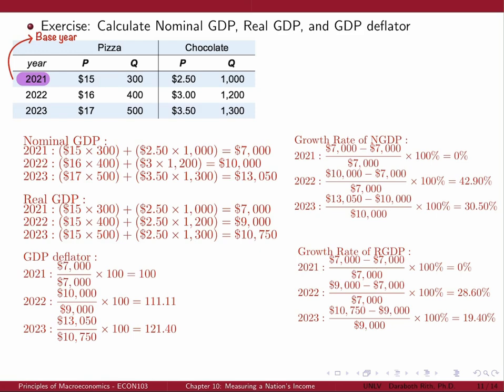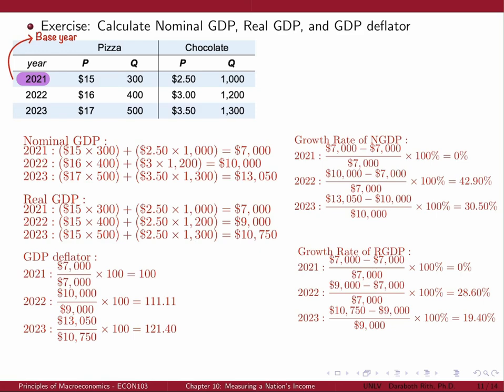For year 2022, the real GDP of 2022 is $9,000. Real GDP of 2021 is $7,000. Growth rate of real GDP of 2022, so you take $9,000 minus $7,000 divided by $7,000 times 100%, that equals 28.60%.